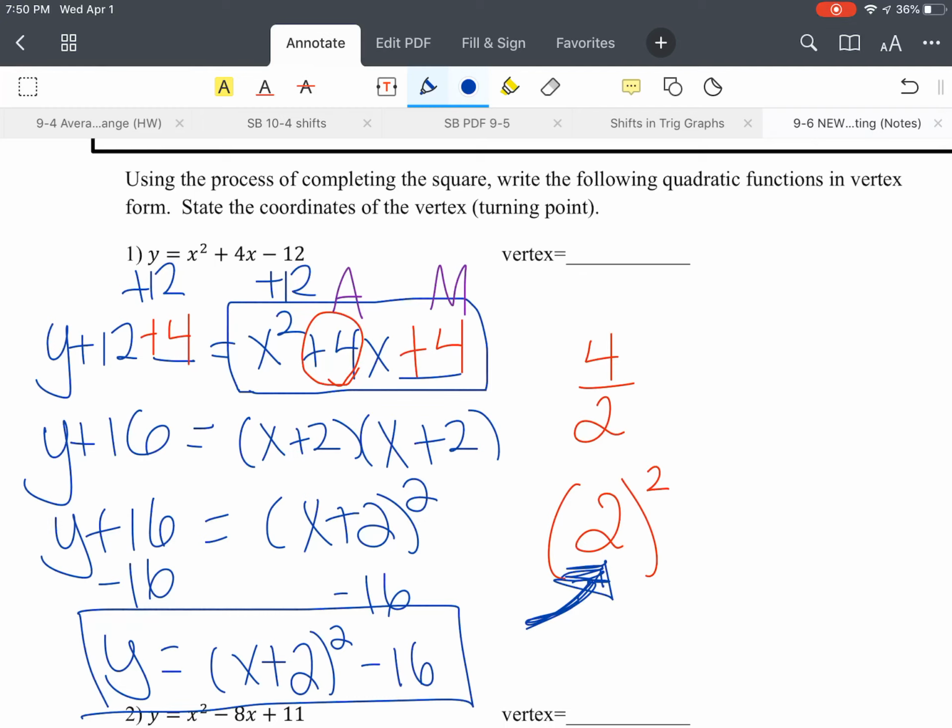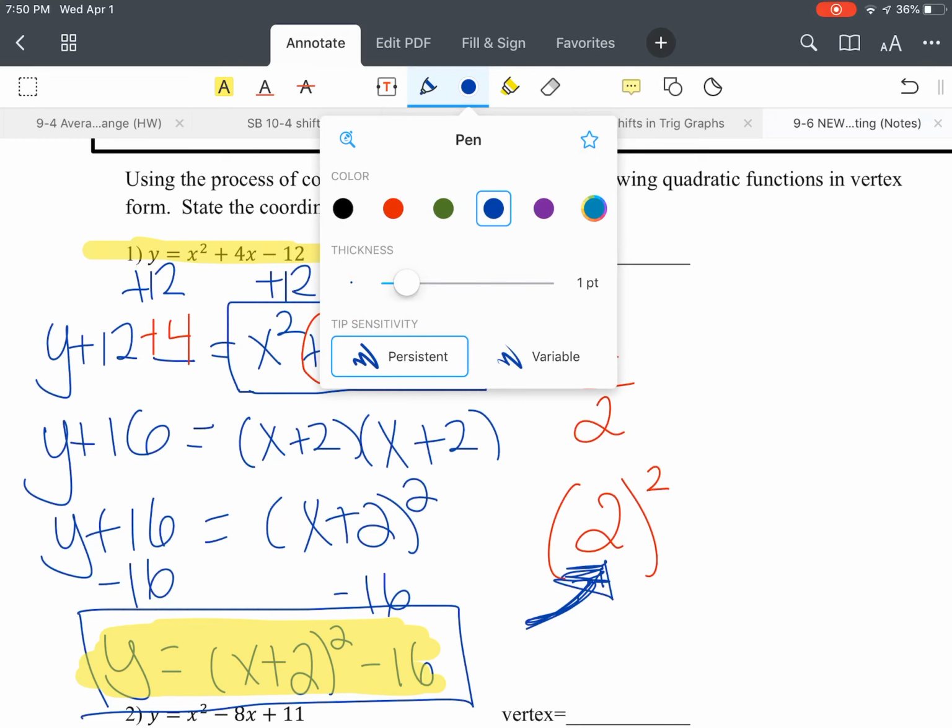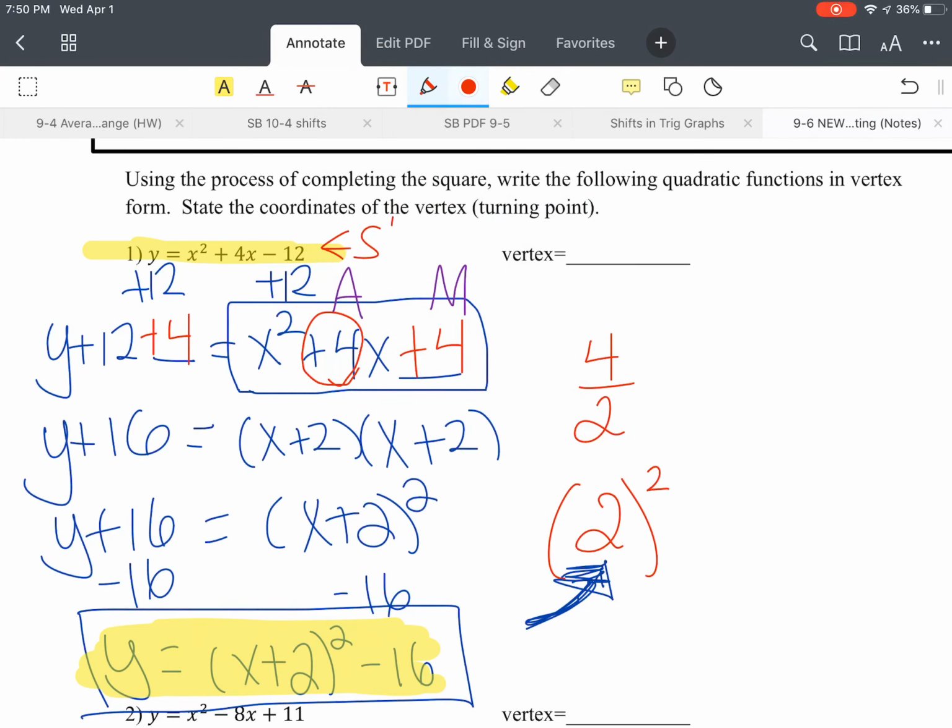So again, these two are equivalent. They're the same exact parabola. One is in standard form, that's this one. And one is in vertex form, that's this one.